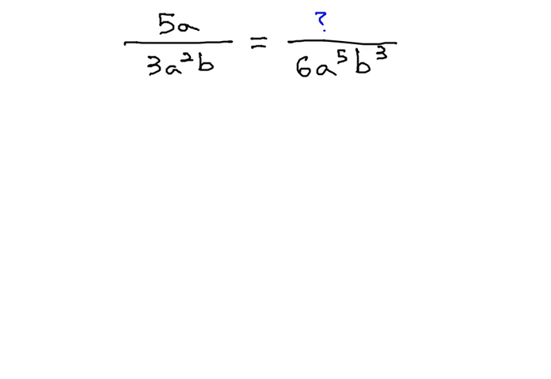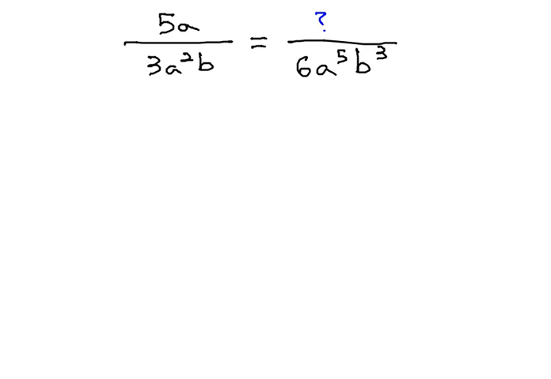In this video, we're going to look at how we can build up a denominator so that it reaches a desired denominator, and what happens to the numerator along the way. Here we have 5a over 3a squared b, and we want to build it up so that the denominator is 6a to the 5th b cubed.